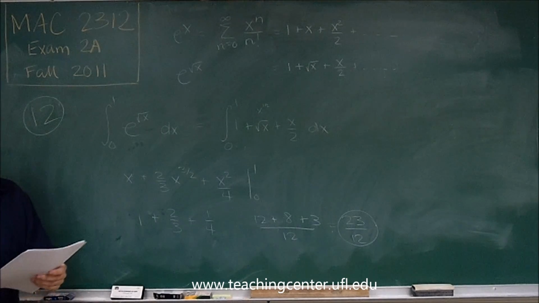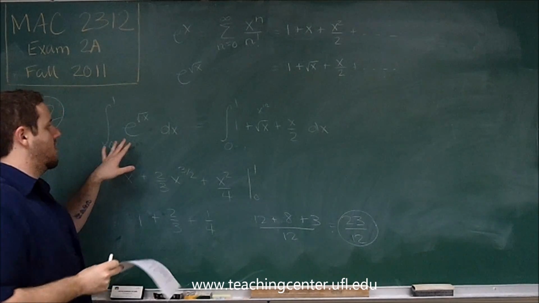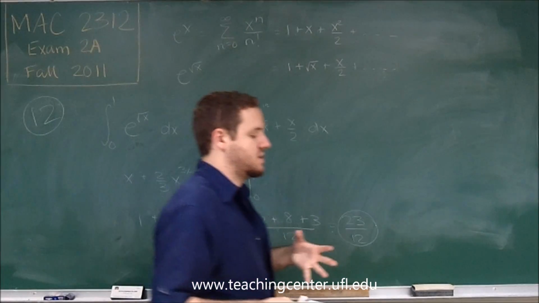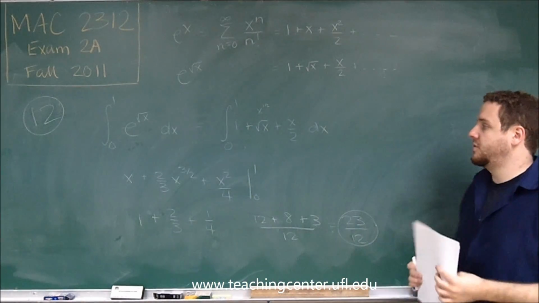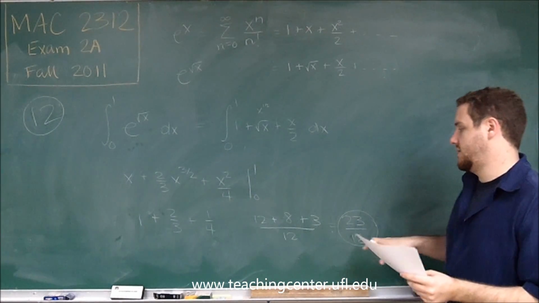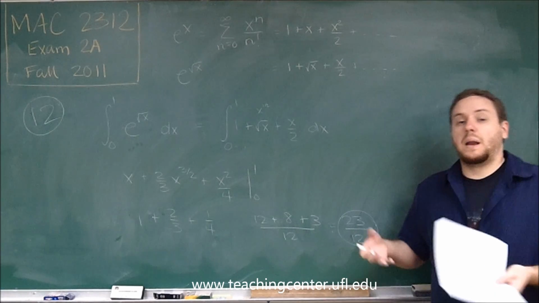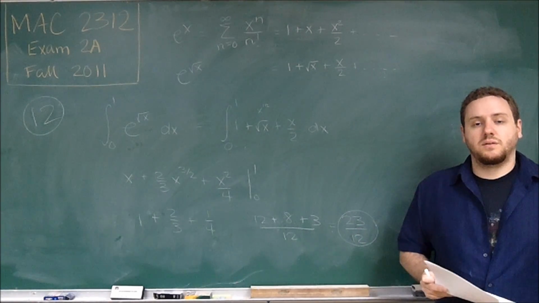Here we get 23 over 12. So even if there are integrals of functions you otherwise would not be able to do, translating it to a Maclaurin series can help you figure out an approximation for the value of the integral.